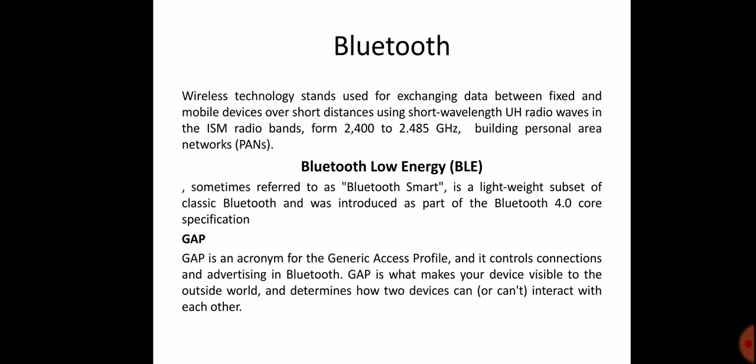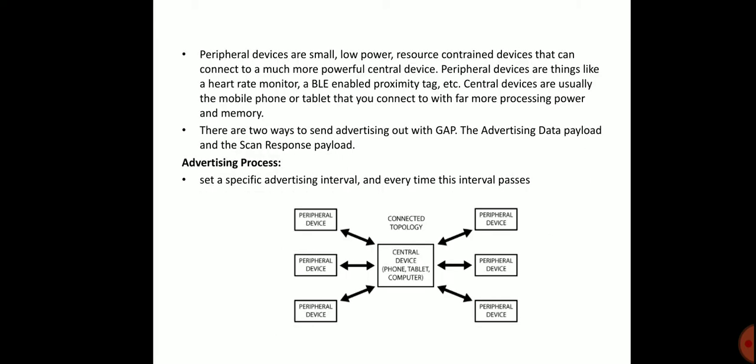Bluetooth Low Energy, sometimes referred to as Bluetooth Smart, is a lightweight subset of classic Bluetooth and was introduced as a part of the Bluetooth 4.0 core specifications. The Generic Access Profile, GAP, controls connections and advertising in Bluetooth. It is what makes your device visible to the outside world and determines how two devices can interact with each other.